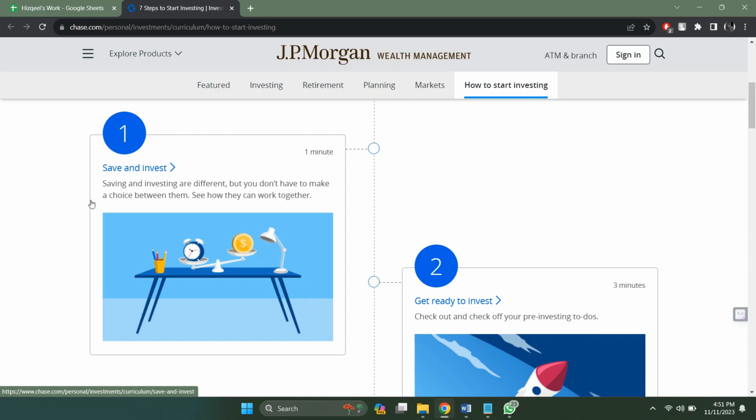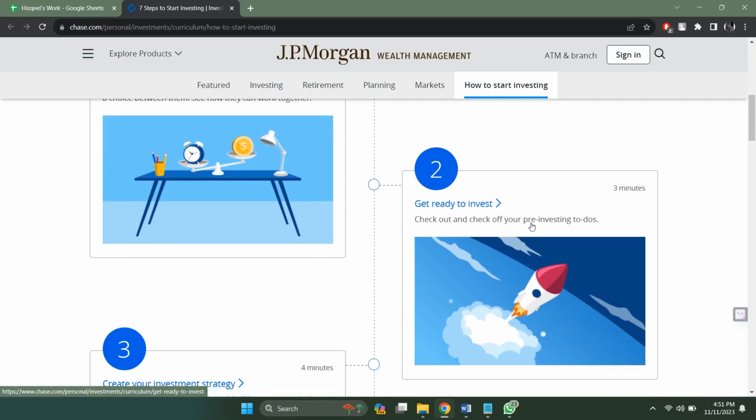Step 1. Save and invest. Saving and investing are different, but you don't have to make a choice between them. So, see how they work together. Step 2. Get ready to invest. Check out and check off your pre-investing to-dos.